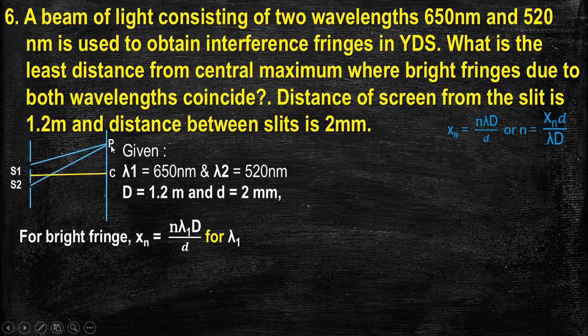So that again forms at point P, which is again coinciding with the earlier bright fringe. So the question is very simple.